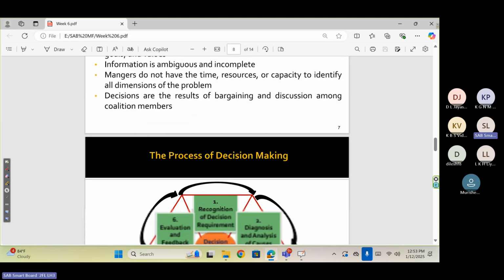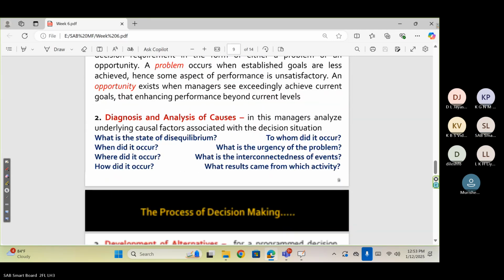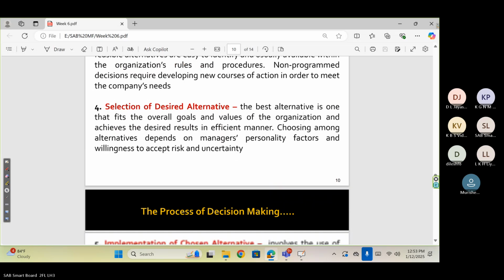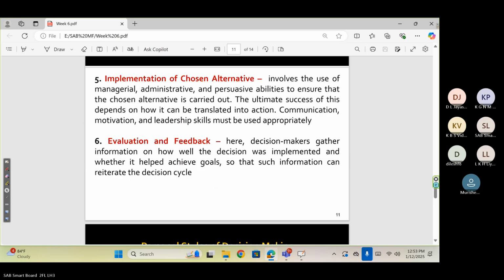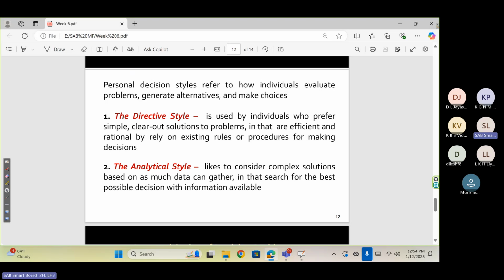Right, then the last thing, to know different decision-making styles, individual, personal styles. Personal decision style refers to how individuals evaluate problems, generate alternatives, and make choices, and how they engage in the steps mentioned in the decision-making process. The first is the directive style. It is similar to the things mentioned in the classical model, the normative model.